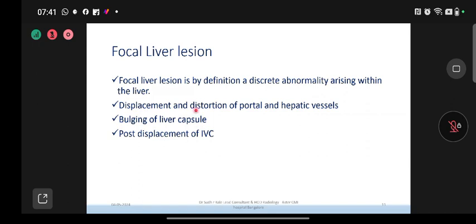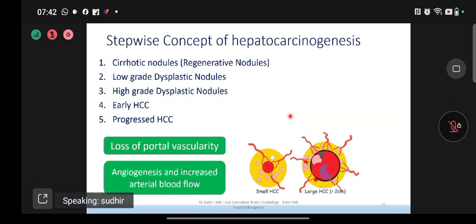Then what is a focal liver lesion? It is by definition a discrete abnormality arising within the liver. It causes displacement and distortion of the portal and hepatic vessels. So any focal lesion, if it is distorting the vasculature, then we start calling it that, or if it is near the surface, it bulges the capsule. If it is near the IVC, these are all things you will be able to make out visually. It causes displacement, because sometimes there are many focal lesions like fatty sparing areas and focal fatty infiltration. All these can mimic nodular or mass lesions.